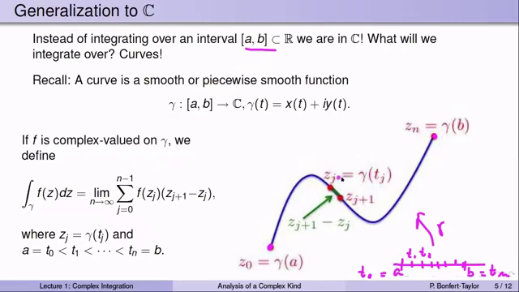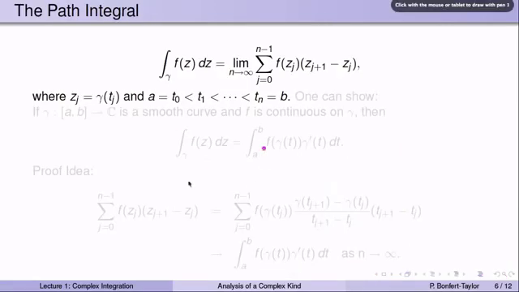In order to form the sum, we evaluate f at zj, so what is the value of f right here, and multiply that value by zj plus 1 minus zj. Then we add up all these products and take the limit as n goes to infinity. If that limit exists, we call it the integral. In fact, we call it the path integral of f over gamma. So again, it's the limit as n goes to infinity of the sum of f of zj times zj plus 1 minus zj, where the zj's are gamma of tj's, and the tj's are those little points that divide the interval from a to b up into n pieces.